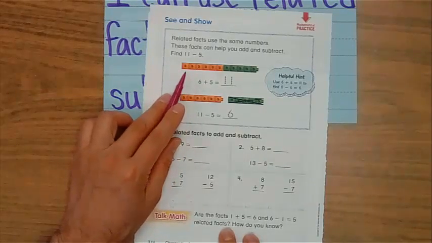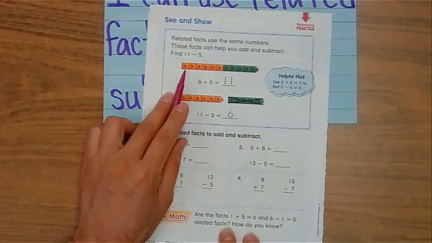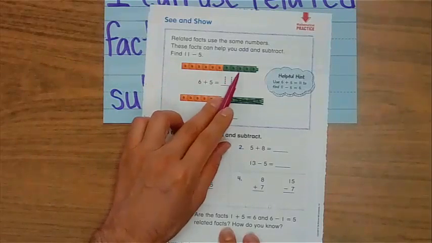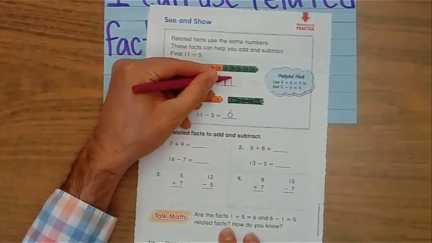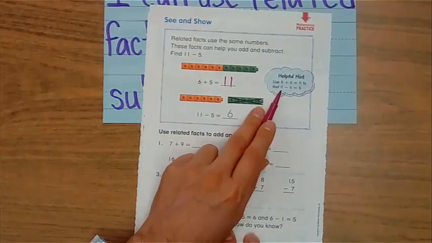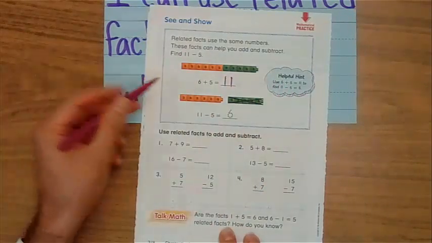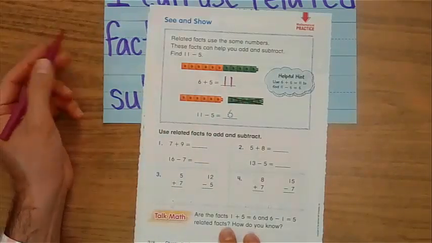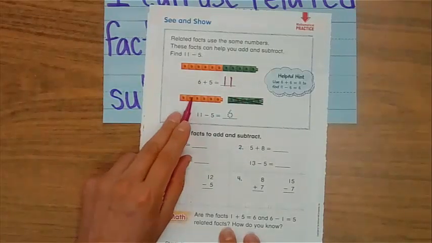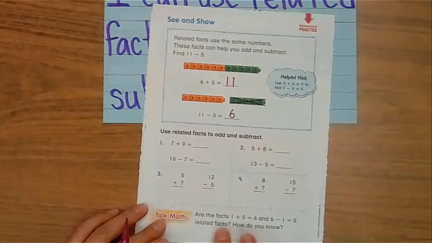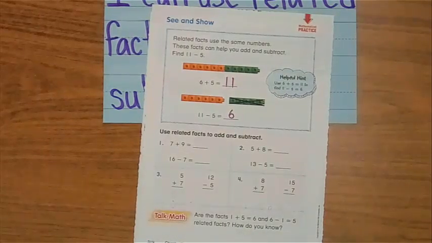So, let's see here. They have 11 blocks. And so they said 6 blocks and 5 blocks makes 11 blocks. And it says, helpful hint. Use 6 plus 5 equals 11 to find 11 minus 5 equals 6. So if we have 11 blocks and they take away 5 blocks, how many blocks do you have left? 1, 2, 3, 4, 5, 6. You have 6 blocks.